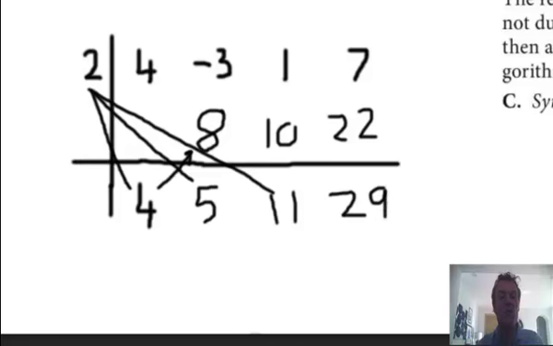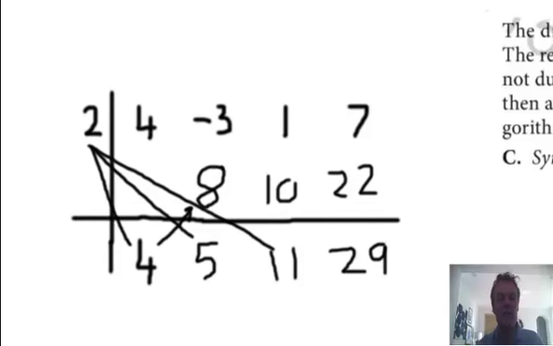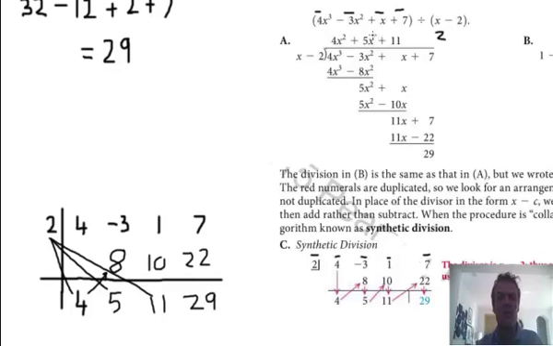Now if I go back up, keep that in view, look at this. Look at that. See that? Look at the coefficients of this. 4, 5 and 11 with remainder 29. That's what I've got here. Look, 4, 5 and 11 and this is the remainder. So you can put a little box there, like they've done.